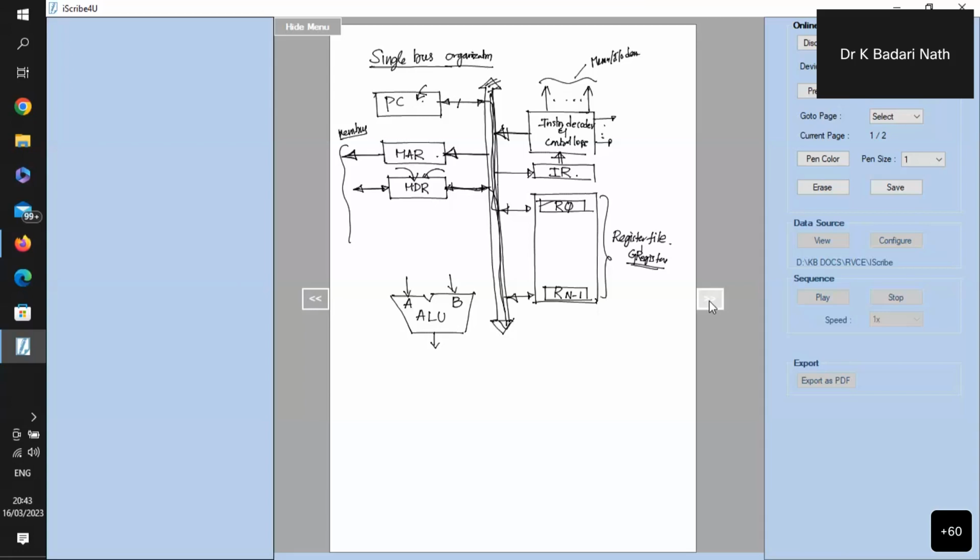So at a time I require R0 and R1 to be added. That means the two registers, if I put the output on the bus, will combine, and they will lose the data. So no significance for the data. That's why in a single bus organization, they provide one temporary register called the Y register.